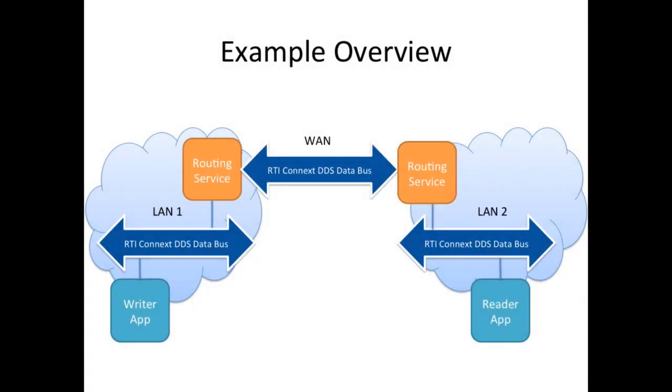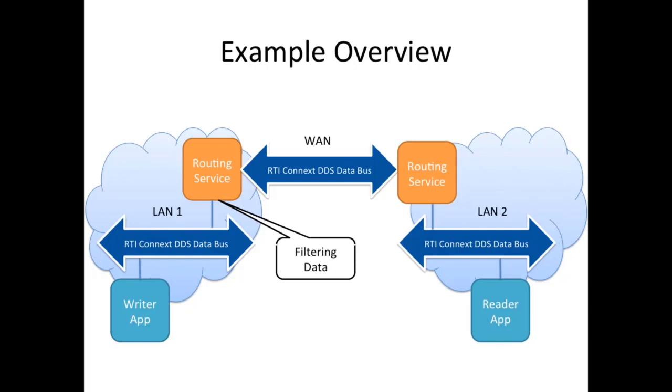So a quick review of what this example does. In this example, we have a writer application that is sending data, and that data is in one logical local area network. That data is being sent to a first routing service, which is filtering that data. So essentially, this first routing service is saying, I don't want every single temperature update to go over the wide area network. I'm only allowing temperature updates to go over the wide area network if the temperature is above 100 degrees or below 32 degrees. So this is actually doing filtering.